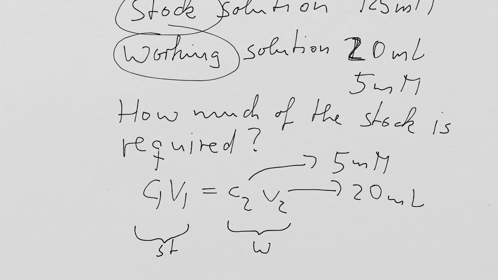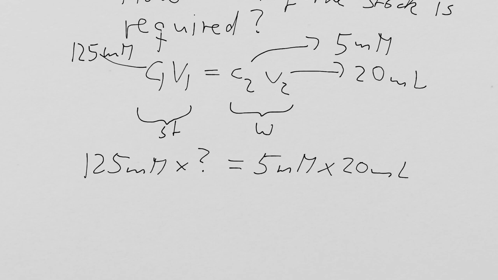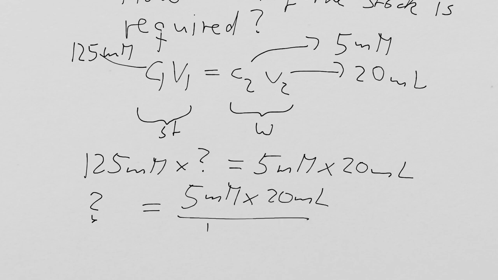And for our stock solution, this is 125 millimolar. The volume we don't know. That is what we want to know. So we basically have 125 millimolar times question mark is the same as 5 millimolar times 20 milliliter. And all we need to do is really solve for the question mark. Question mark equals 5 millimolar times 20 milliliter divided by 125 millimolar.